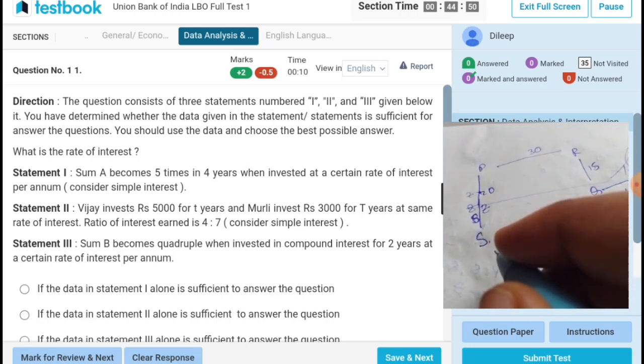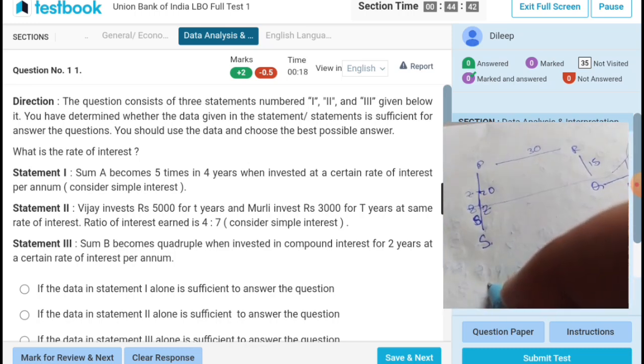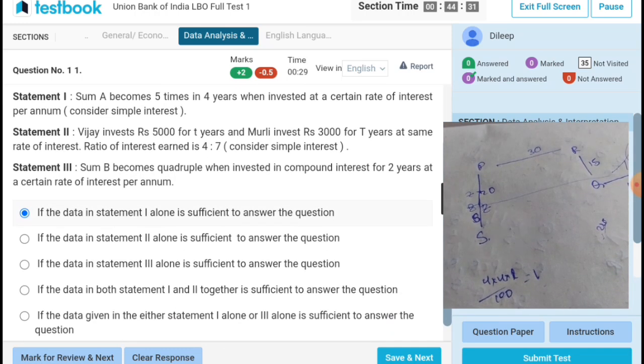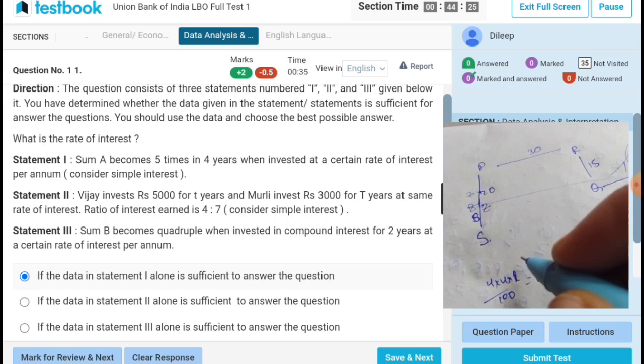Sum A becomes 5 times. Consider simple interest. So 1. B is cutoff investing compound interest.